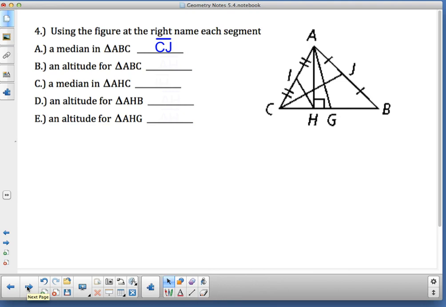So an altitude. Altitudes are perpendicular to a side and go through the vertex opposite that side. Well, we've got an altitude here because that's a right angle. So I've got HA. Are you okay with that? Your turn. Do AHC and AHB and AHG for C, D, and E. Check out those three triangles.